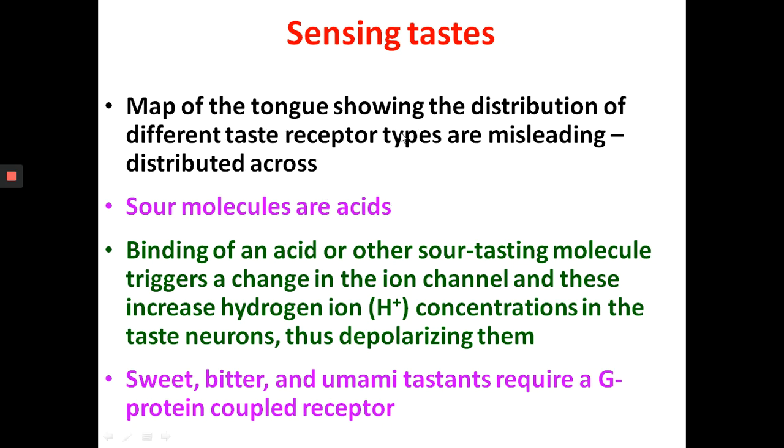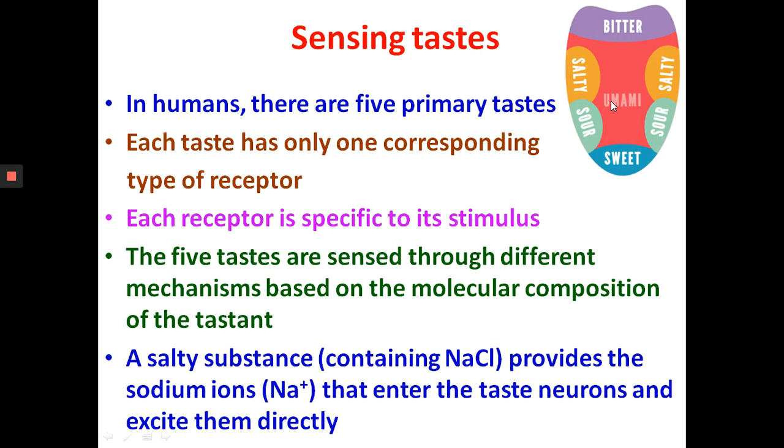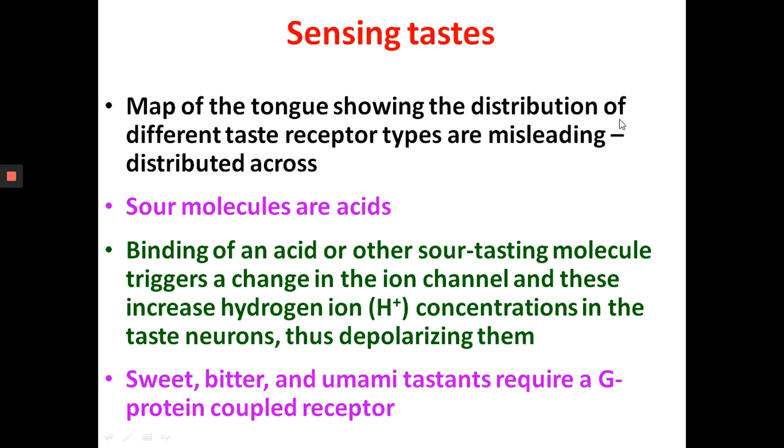A map of the tongue is shown here. This is misleading. Before, we thought that particular tastes were concentrated in different parts of the tongue, but now we know that the receptors are distributed. There are no regional differences between the taste receptors.